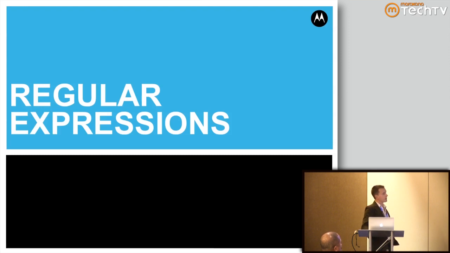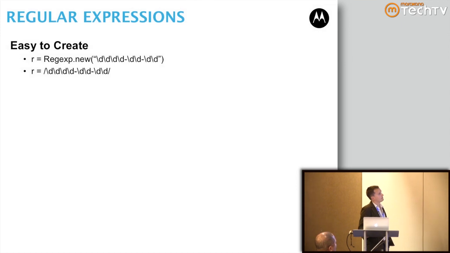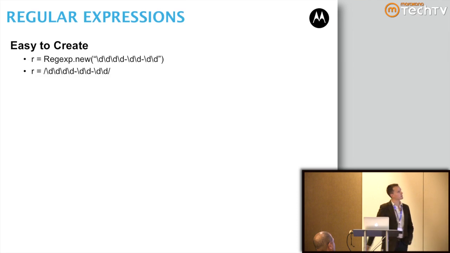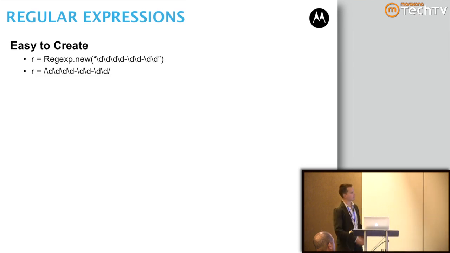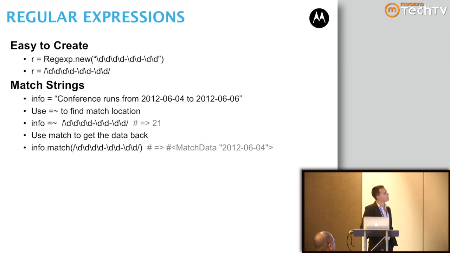Ruby has regular expressions as well. We create them either with Regexp.new or just the literal syntax with slashes. So here I've built a simple regular expression with 4 digits dash 2 digits dash 2 digits, kind of a date format. And I can use that to match against strings.